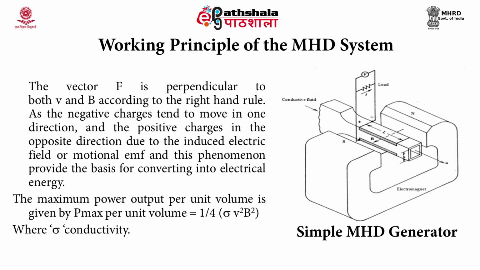The negative charges tend to move in one direction and the positive charges in the opposite direction due to the induced electric field or motional EMF, and this phenomenon provides the basis for converting energy into electrical energy. This is shown in the figure. The maximum power output per unit volume is given by P max per unit volume equals 1 by 4 sigma V squared B squared, where sigma is conductivity.